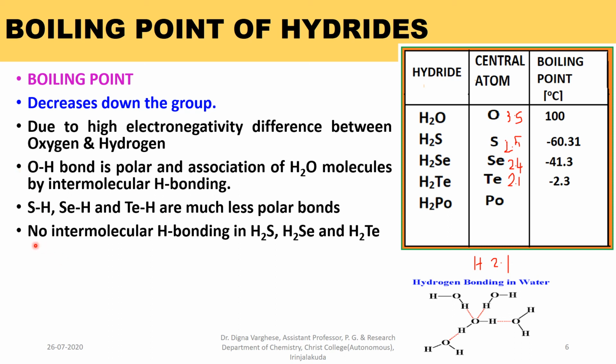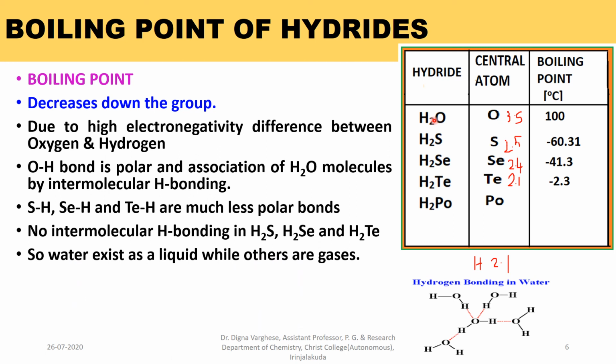Therefore there is no intermolecular hydrogen bonding in hydrogen sulfide, hydrogen selenide and hydrogen telluride. So the boiling point of these hydrides is lower than that of water. So water exists as a liquid by this intermolecular hydrogen bonding, while the others are gases. These gases are highly toxic.